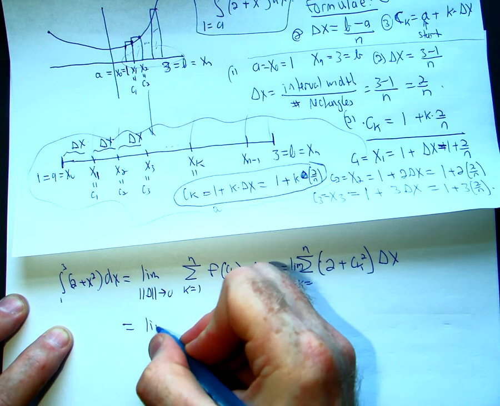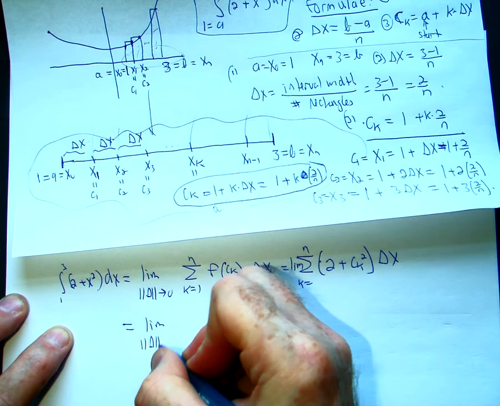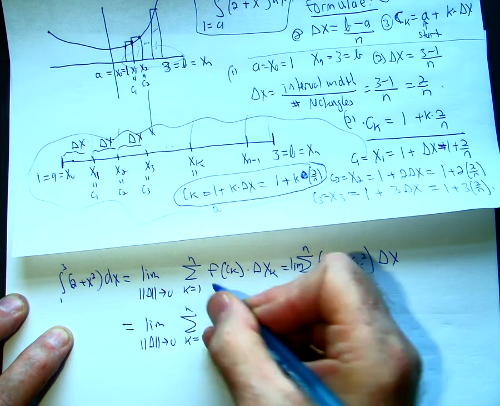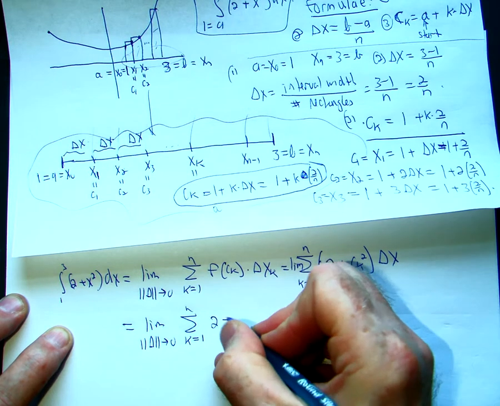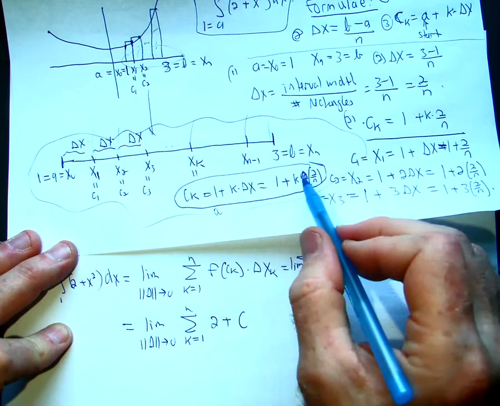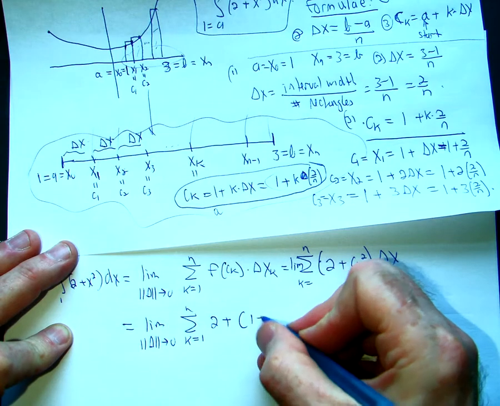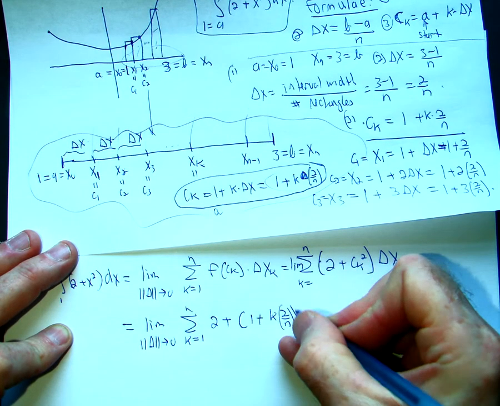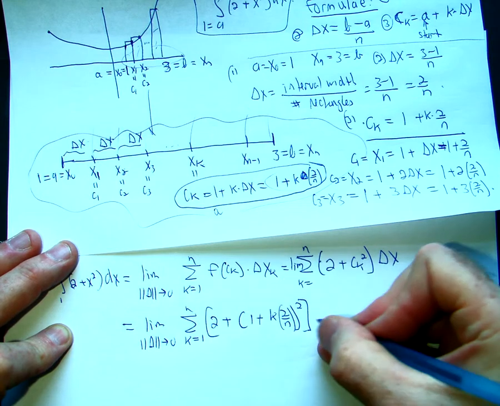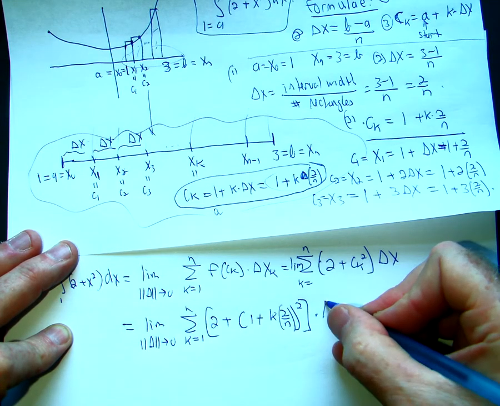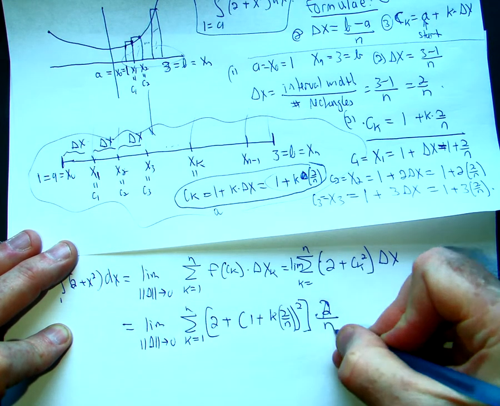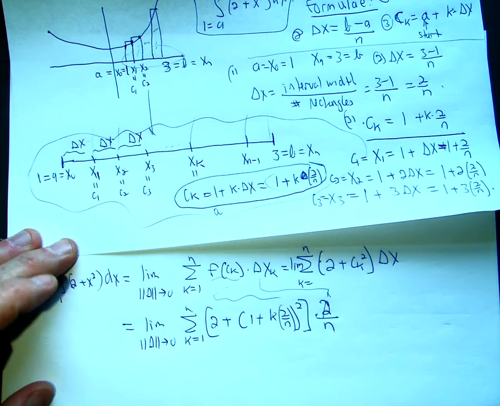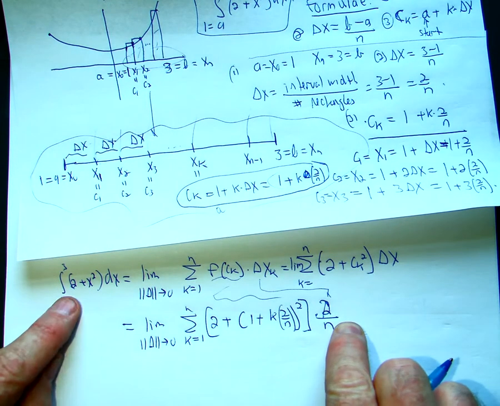I get the limit as the maximum delta x goes to 0 of f of ck, which is going to be 2 plus, look for my formula for ck right here, 1 plus k times 2 over n, quantity squared, times delta x, which is 2 over n. So this is just that, and this is just this. So that's my Riemann sum for this.